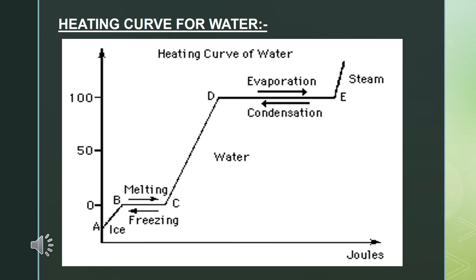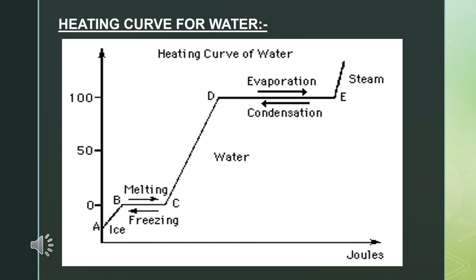Okay students, now there's a graph on your screen as you can see, and this is the graph for the heating curve of water. From the graph you can actually predict what is happening. So if we start from the bottom at 0 degrees Celsius, you know that this is the process.